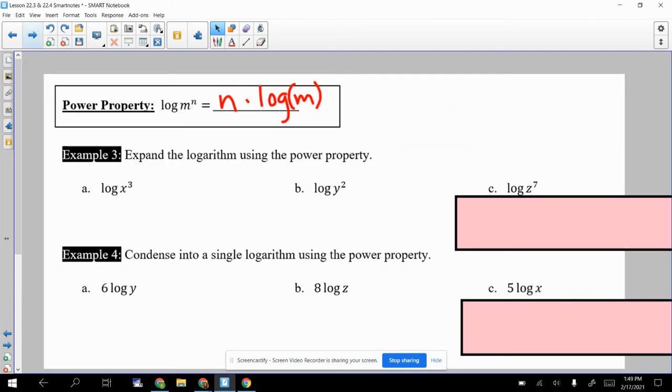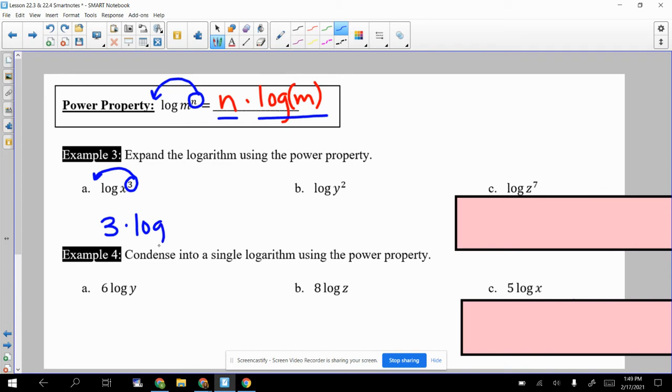There is one more property that we need to talk about, and that is called the power property. And basically what happens here is whatever the power is, so this is log of m to the n, that power gets pushed out front and we multiply by that. So now this becomes n times log of m. Okay, so if we want to expand, we are just going to move these. So this would be 3 times log of x.